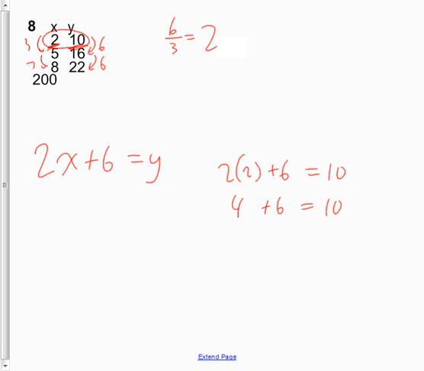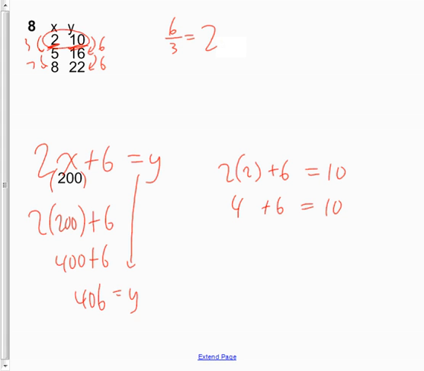I can substitute the 200 for where the x is. 2 times 200 plus 6 is 400 plus 6. 406 would equal y. Okay, so the missing value is 406.